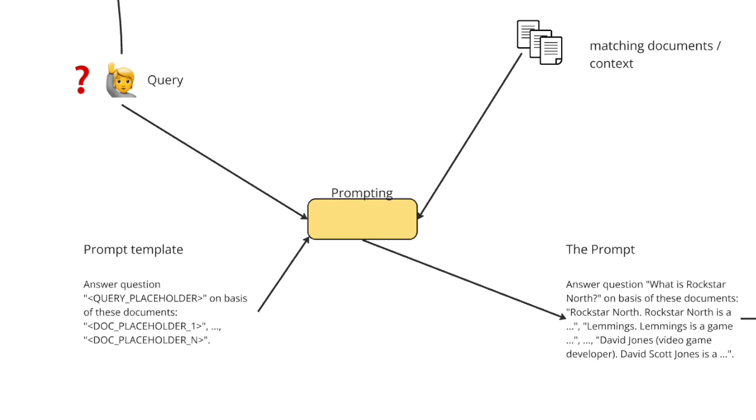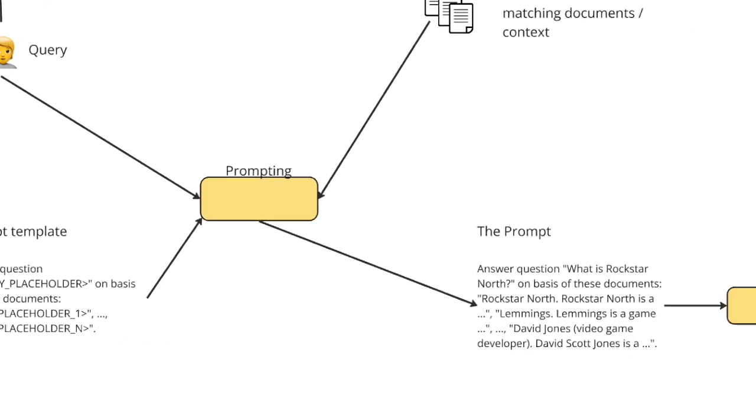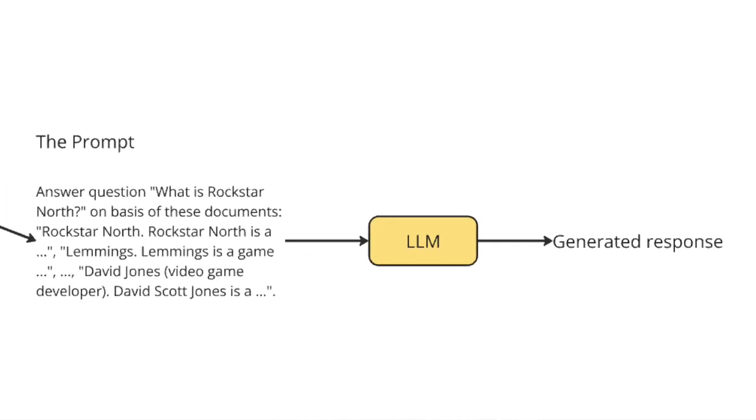And during prompting, the placeholders in the prompt template are replaced with the matching documents and possibly with the user's query. And the end result of prompting is the prompt, which is just an instruction for the LLM to generate a response of the required type, supplemented with the found documents and possibly with the query. The final phase is generation, which is actually quite simple.